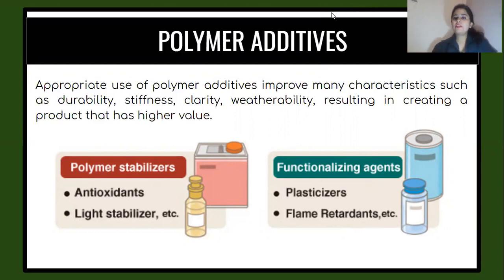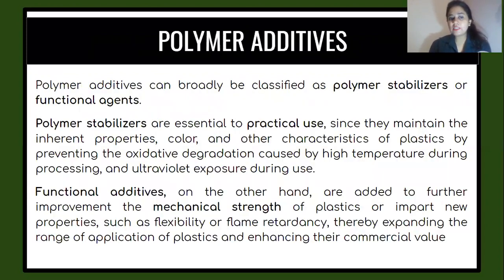Polymer additives are classified into two main categories, as you can see here in this slide. They are called the polymer stabilizers and the functionalizing agents. Polymer stabilizers include the light stabilizers or the antioxidants, and functionalization agents include the plasticizers or the flame retardants. Polymer stabilizers are generally used for practical usage. If I want to increase the practical usability of certain compounds, I will add polymer stabilizers.